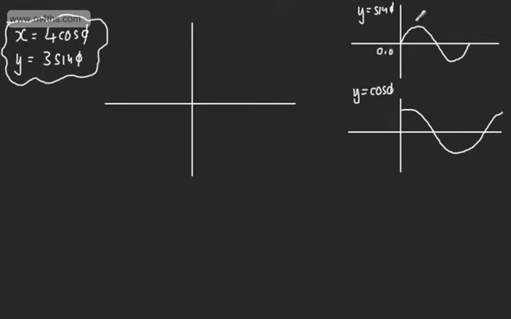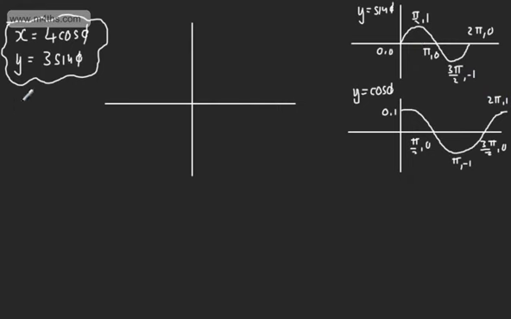0, 0, pi by 2, 1. We've got pi, 0, 3 pi by 2, minus 1, and 2 pi, 0. With cosine, 0, 1, pi by 2 comma 0, pi comma minus 1, 3 pi by 2 comma 0, and then 2 pi comma 1. So here's sine and cosine.